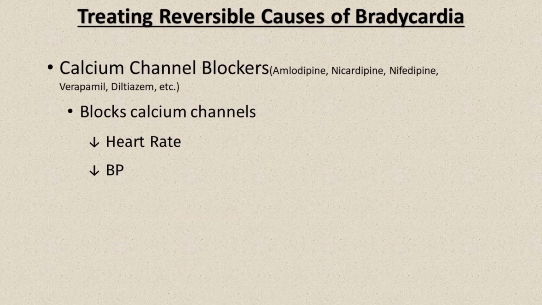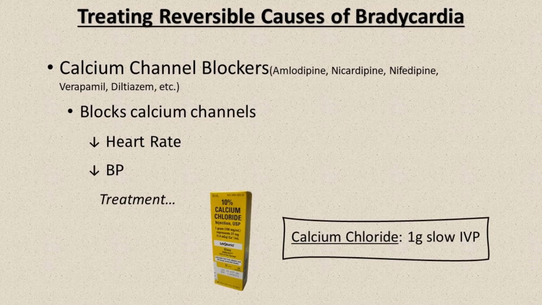Next are calcium channel blockers. This is your amlodipine, nicardipine, nifedipine, verapamil, diltiazem, and so on. These work by blocking the calcium channels in the blood vessels and cardiac cells, which in turn prevents calcium from entering the cell and causing excitation. This allows the heart and blood vessels to relax. For these patients, it's pretty straightforward. We need to get calcium into them. We do this by giving 1 gram of calcium chloride slow IV push.